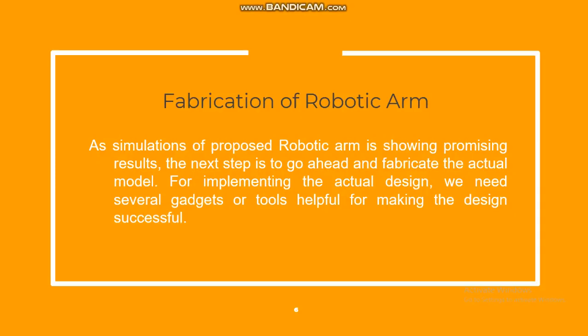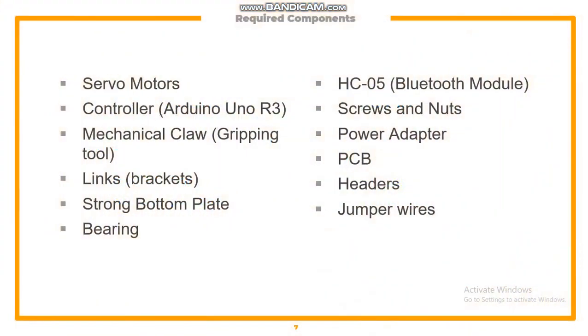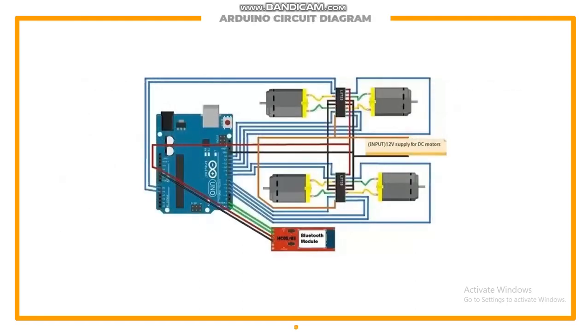Now coming towards the fabrication part, sir, as you know, it's very difficult to build a physical model in the current situation. Hence, we have just done the theoretical part. So first, we have different components being used to make the robotic arm. They include servo motors, controllers, mechanical claw, bearings, and power adapter, and the most important, the X305 Bluetooth module. Then we have the Arduino circuit diagram along with servos and Bluetooth module attached to it.